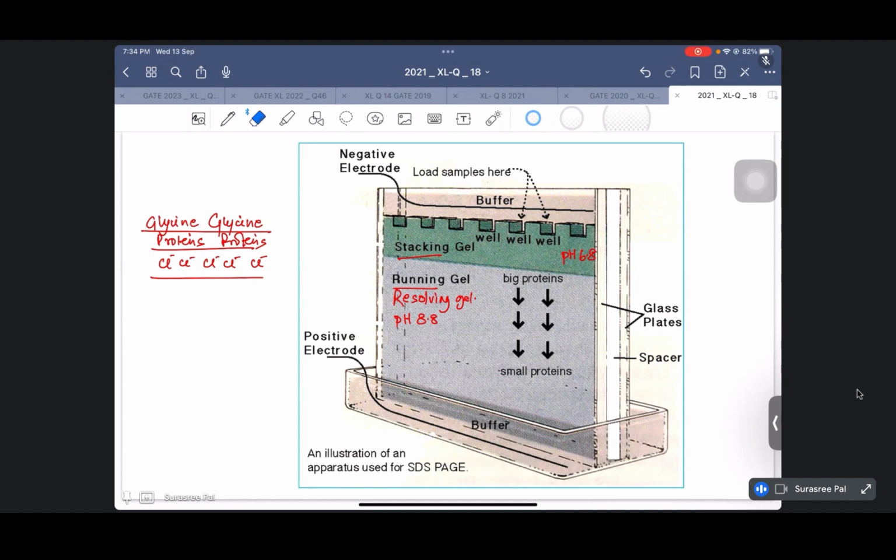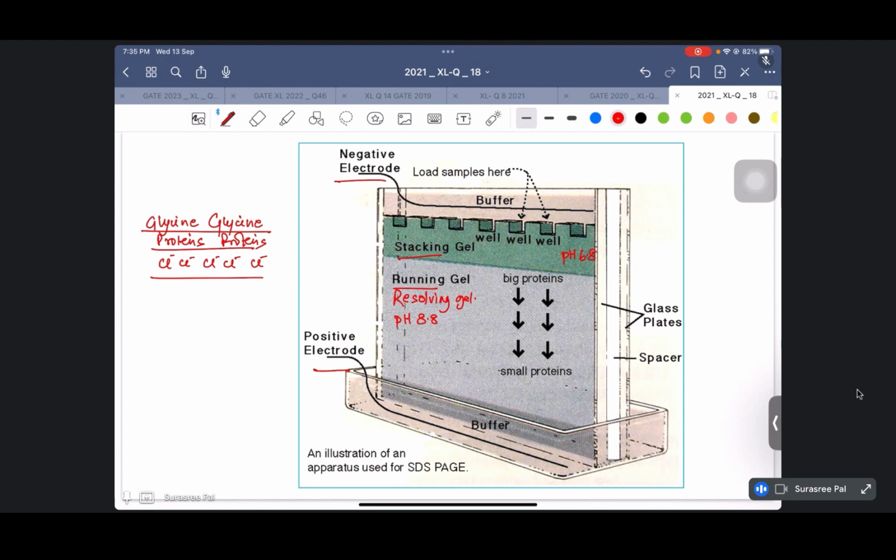Then in the resolving gel, as you mentioned, the pore sizes are smaller, and the proteins will be resolved according to their molecular weight. The bigger proteins will be on the upper side of the gel, and the smaller proteins will migrate much faster. There are the negative electrode and the positive electrode, and the proteins are all negatively charged because of the SDS attached to them. So the negatively charged proteins will move towards the positively charged electrode.